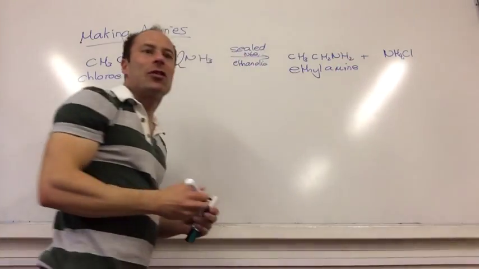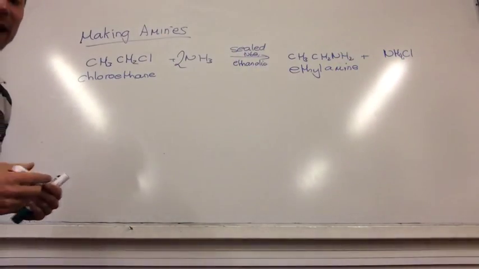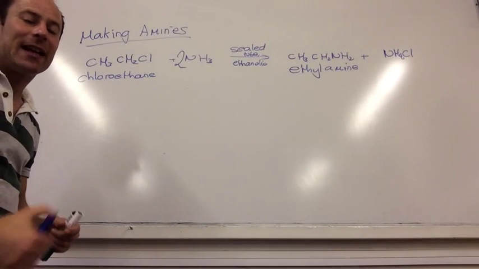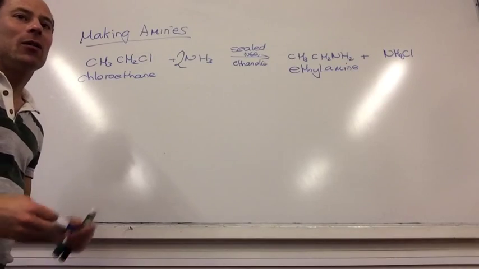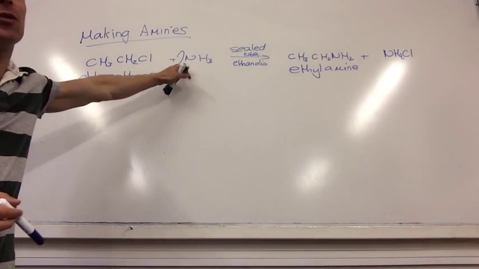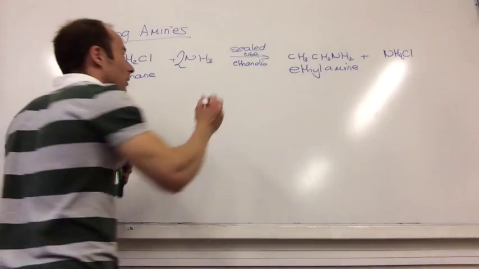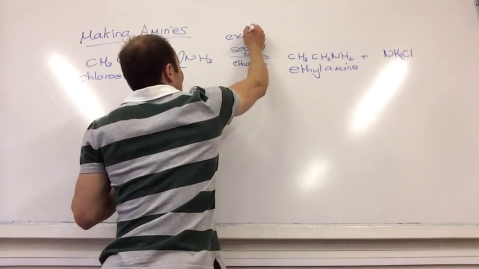So do we write it out again underneath? Yeah, you can do. Just write it out again. You'd be okay doing it the first way in the exam, but it's just something to be aware of. If they ask you why you would use an excess, you'll use an excess of ammonia for this one.